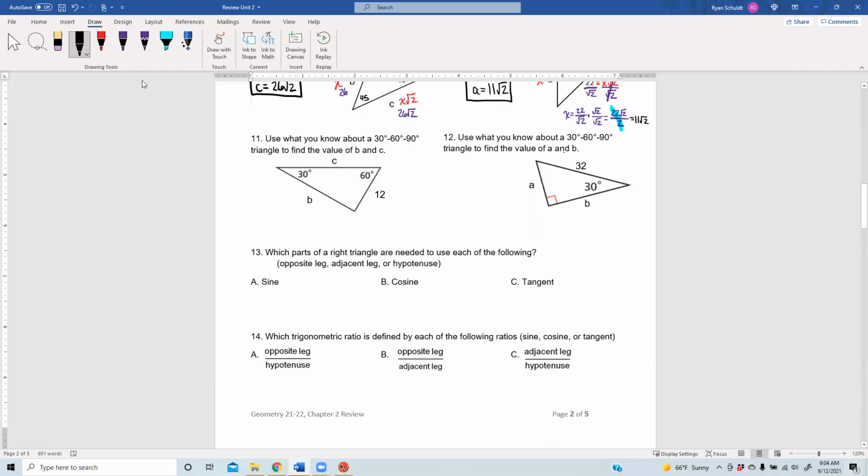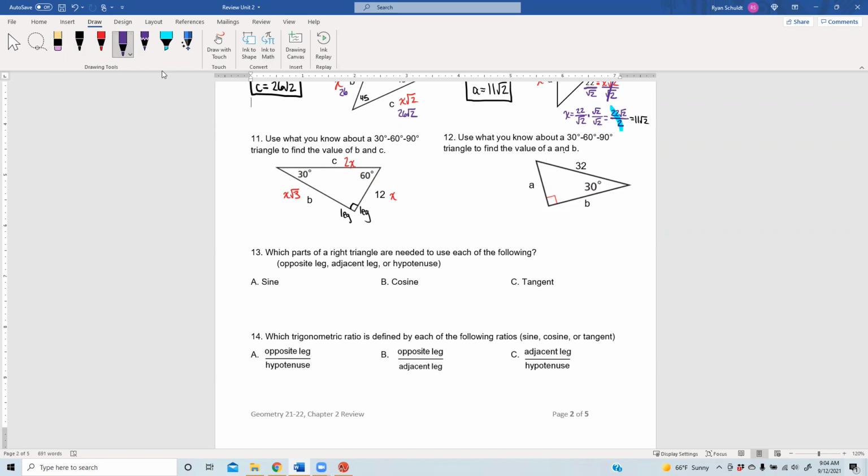Okay, so still our first step is the same. Label your legs. There's our right angle. There's a leg. There's a leg. Since this is a 30, 60, 90 right triangle, the short leg is x. The long leg is x square roots of 3. And the hypotenuse is 2x.